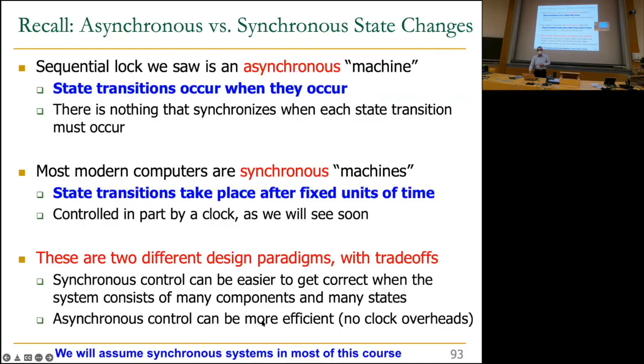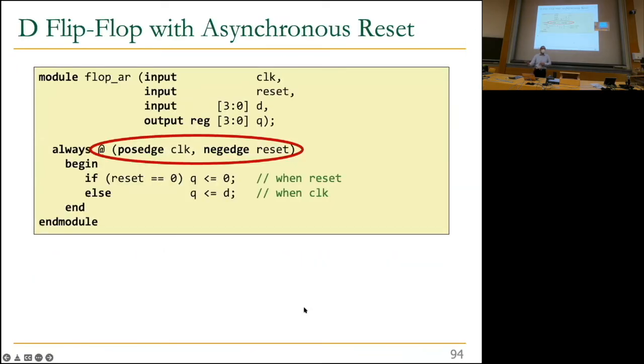This is just to jog your memory. We talked about this in the last lecture, asynchronous versus synchronous state changes. What we have described is one example of it. Remember, in an asynchronous machine, state transitions occur when they occur. It's a generalization of the asynchronous reset in a sense. But most computers are synchronous machines. State transitions take place after fixed units of time, dictated by a clock. We assume synchronous systems in most of this course, but this was one example where asynchronous makes a lot of sense. Whenever you're interacting with humans or nature, they're not operating based on the clock that the computer is operating on.